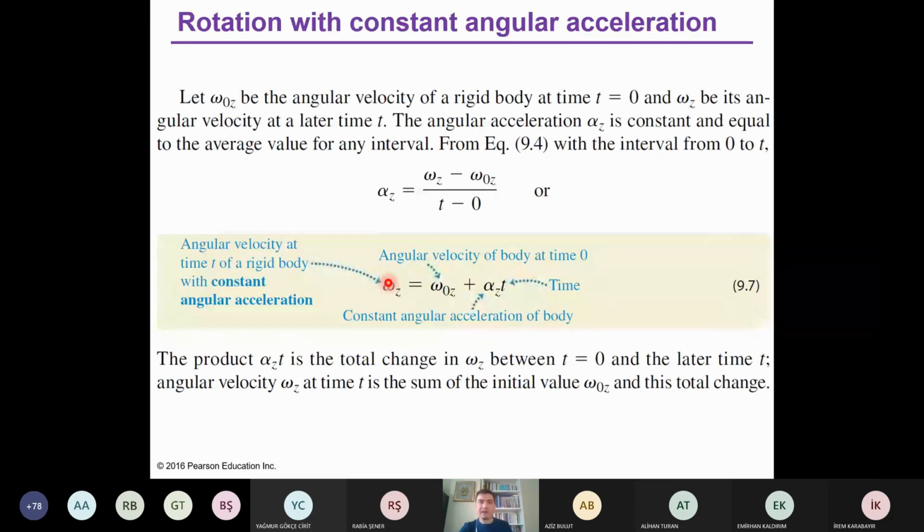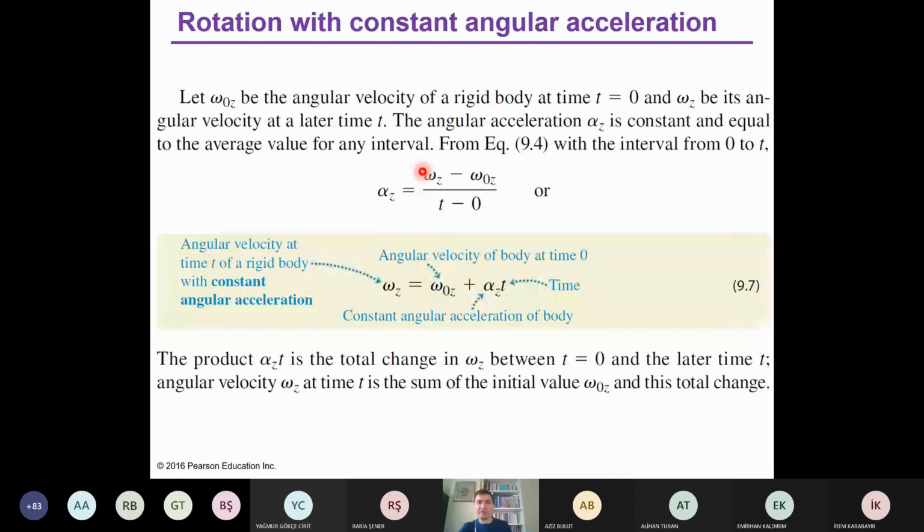Let's consider that this is the final angular velocity of a rigid body, and this is the initial angular velocity of the rigid body when the time is 0. And this is the delta t, okay? So this is the angular velocity. So then, by using this expression, I can write this final angular velocity with this equation.